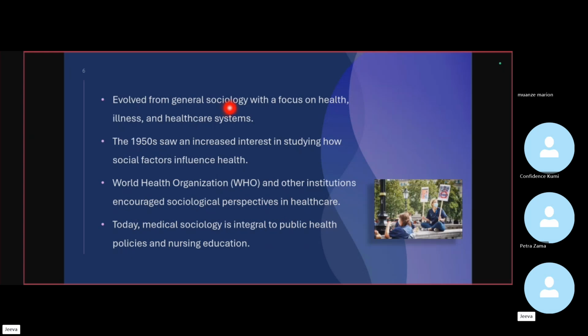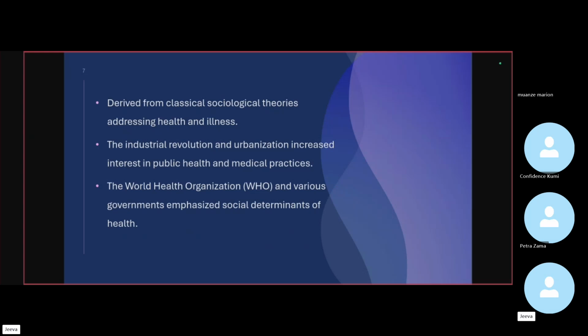Your medical sociology mainly focuses on human health, human illness, and how the healthcare system works. This is what general sociology looks at. Medical sociology was derived from the classical sociological theories, mainly addressing health and illness, the people's health and the various illnesses they come across. After the Industrial Revolution and urbanization, there was an increased interest in public health and medical practices. That's how medical sociology became more popular.